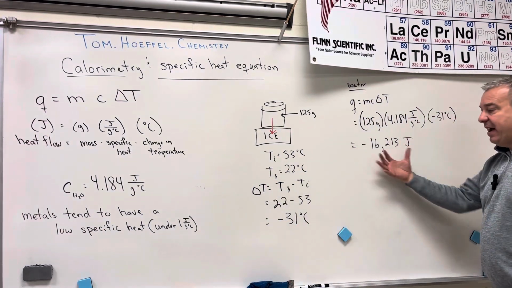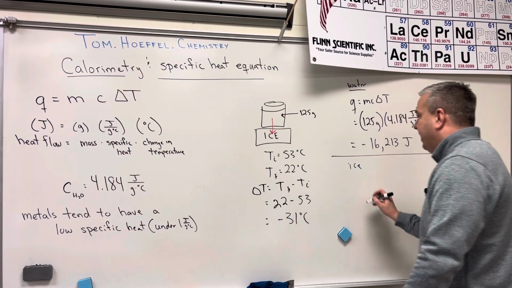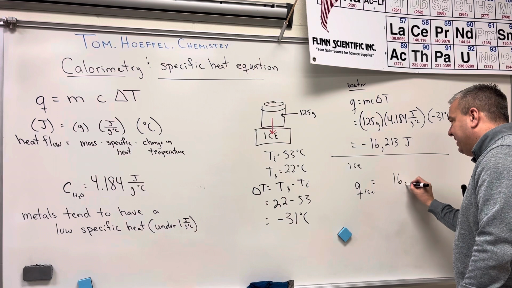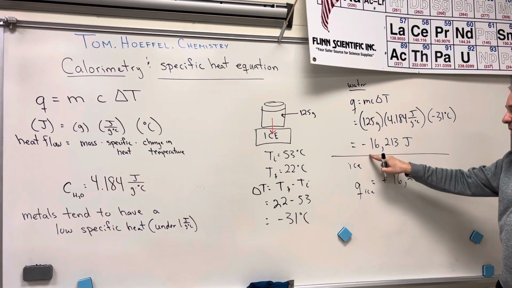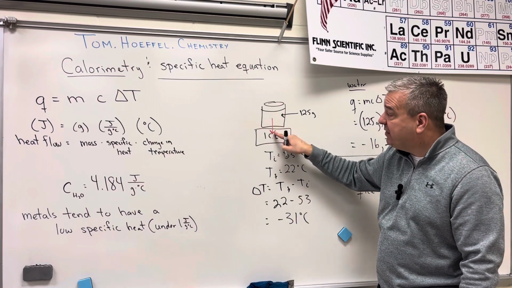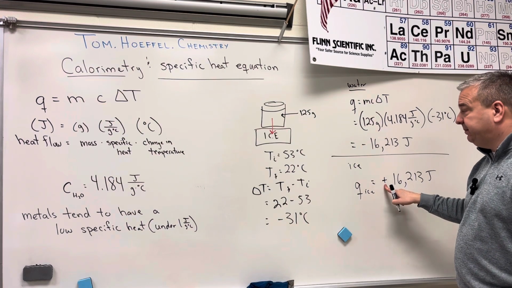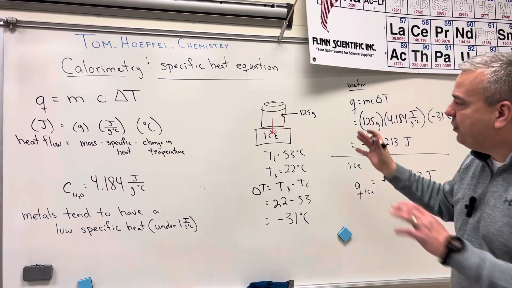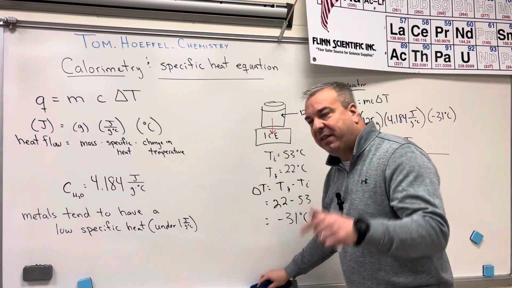So this is how you calculate heat flow. And if I wanted to talk about the ice system, the Q of the ice would receive this 16,213 joules. So it would be the same magnitude, but opposite in sign, because for the ice, the heat flow is going into the system. And if it's going into the system, that's going to be a positive number. Remember, it's only negative if it's leaving the system. So I wanted to show you that problem of how it's kind of like the reverse of the hot plate system. Okay, we got one last problem.